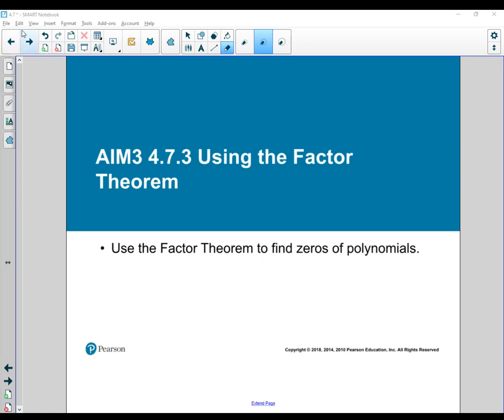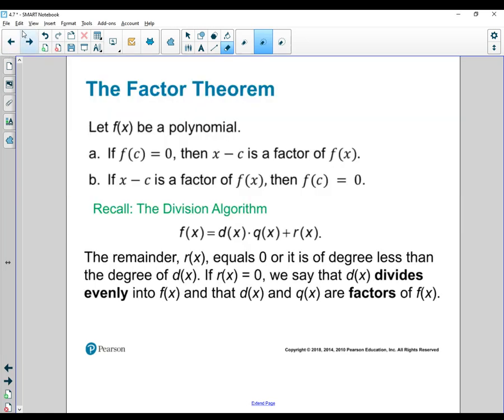Alright, so using the factor theorem, this is the same slide we had up the other day, so I'm not going to leave it up for too long. But if we remember our remainder theorem, if we divided something by x minus c, and we plug in c, whatever we spit out was our remainder, and if the remainder is 0, then it means that this is a factor. It factors out nicely, right?